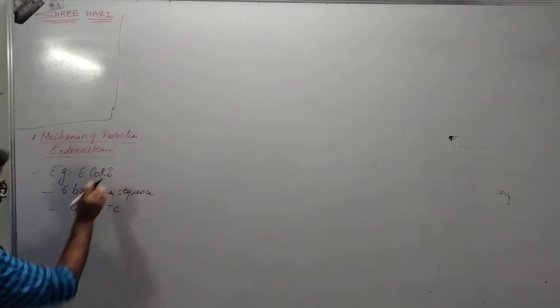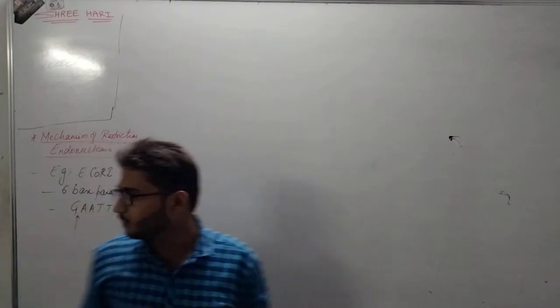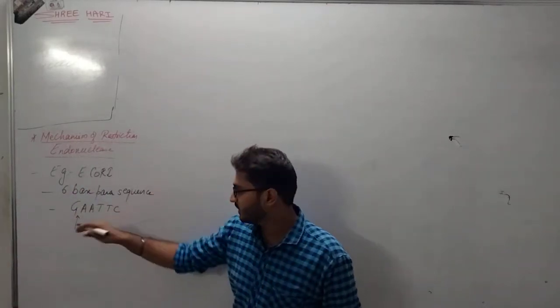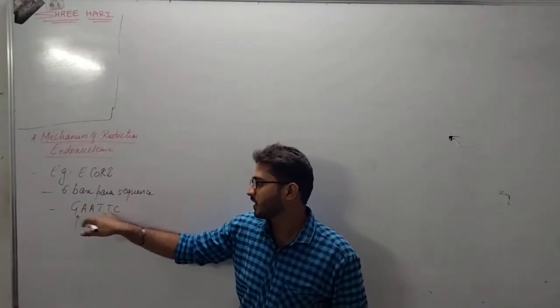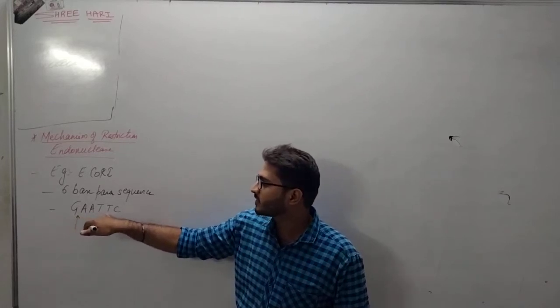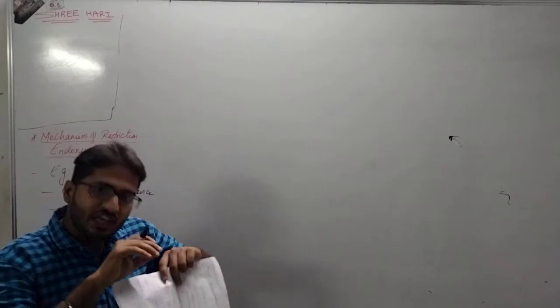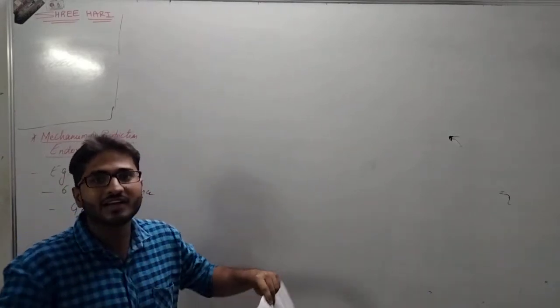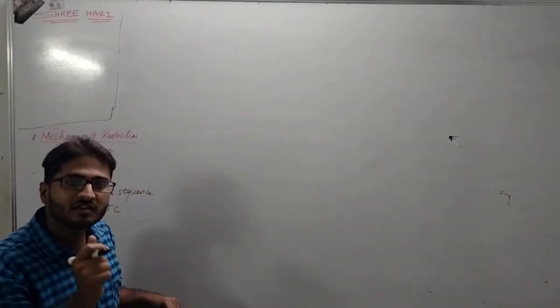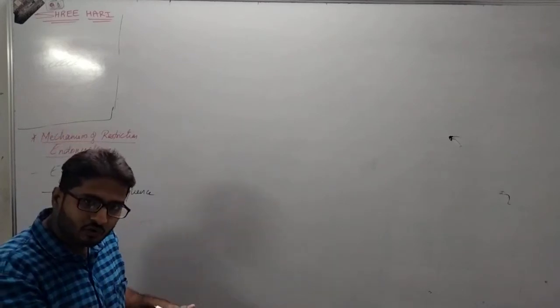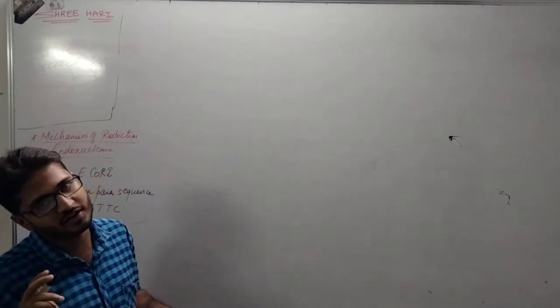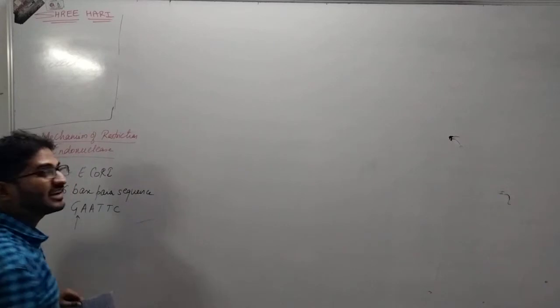The enzyme is EcoR1, and the recognition sequence is a 6 base pair sequence, GAATTC: guanine, adenine, adenine, thymine, thymine, cytosine. EcoR1 can scan the entire DNA, and wherever it finds this sequence, it will halt there and digest or cut the DNA from that point or region only.